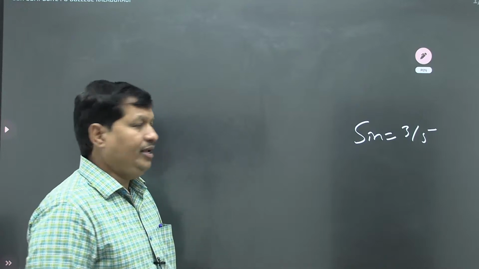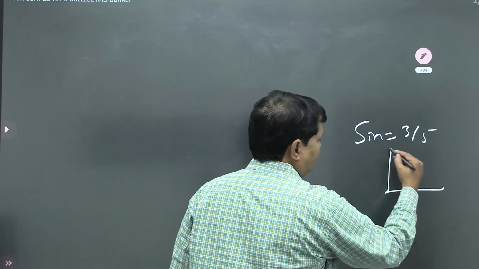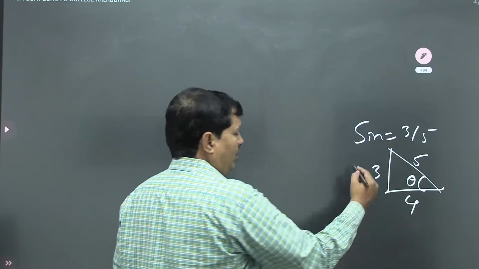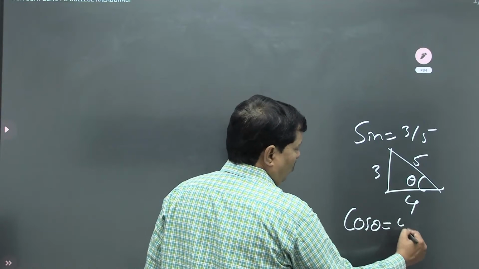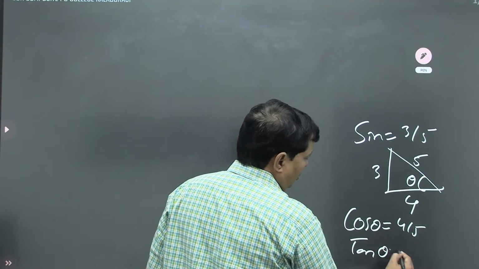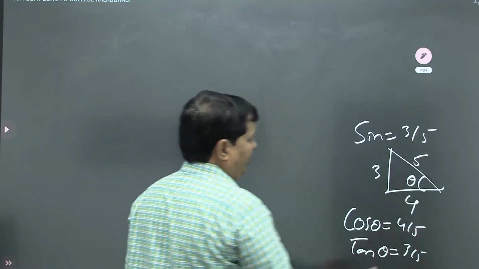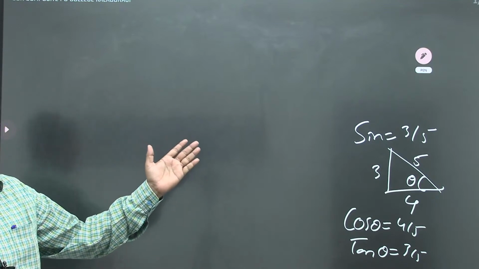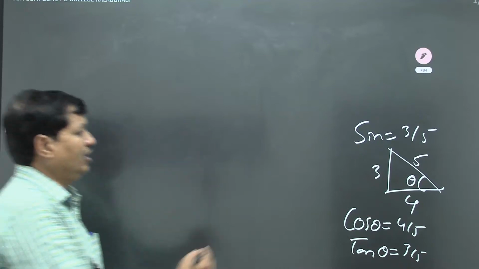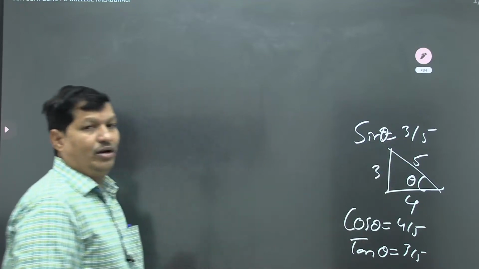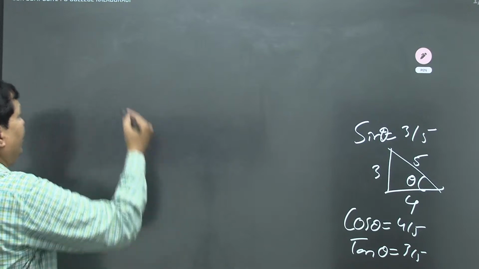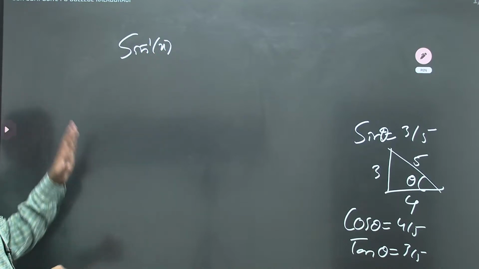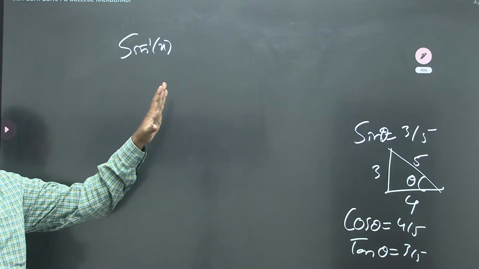It means, how to find the remaining? As you know, sine theta equal to 3 by 5 means here you have a right angle triangle, opposite side by hypotenuse, and adjacent is 4. Therefore cos theta equal to 4 by 5, tan theta equal to 3 by 4, and from the reciprocals of sine, cos, tan you will get cosec, secant, cot. So if you know the value of one trigonometric function, then you can find the remaining 5 trigonometric functions. In the same way here, if we have sine inverse of x, you have to express it into the remaining 5 inverse trigonometric functions, isn't it?